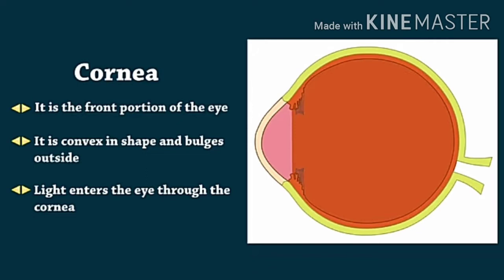Cornea. It is the front portion of the eye. It is convex in shape and bulges outside. Light enters the eye through the cornea. Over the cornea, there is a layer called conjunctiva which protects the eye.